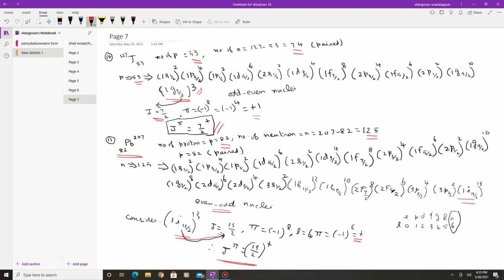And you can find the total angular momentum as well as the parity for all types of nucleus. This question is asked every year in the NET examination, GATE examination or SET examination. You are asked to find the angular momentum and parity corresponding to a particular nucleus. So this method will be much more convenient, and you can surely get the correct answer.